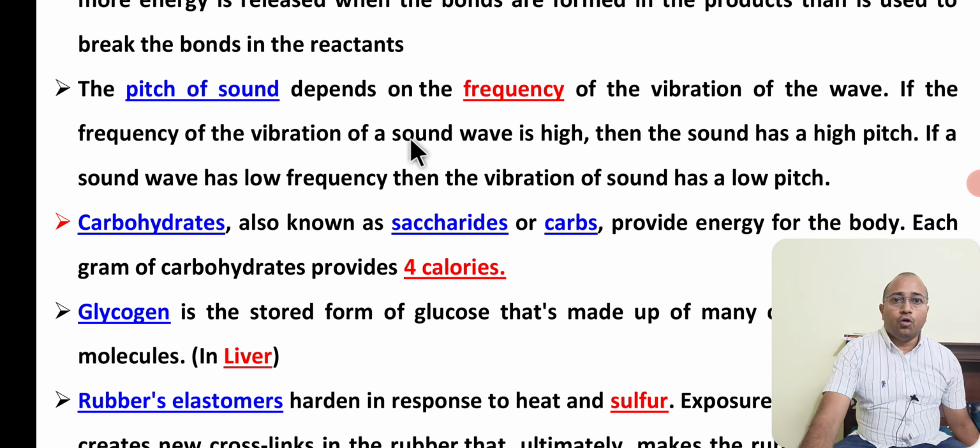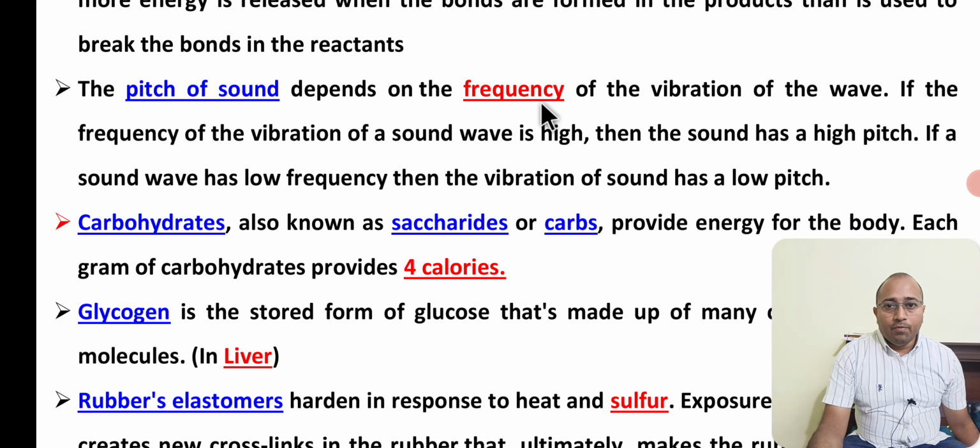Now you should know about the pitch of sound. For ladies, we have a higher pitch of sound. Because of that, the frequency of ladies' voices is high pitched.